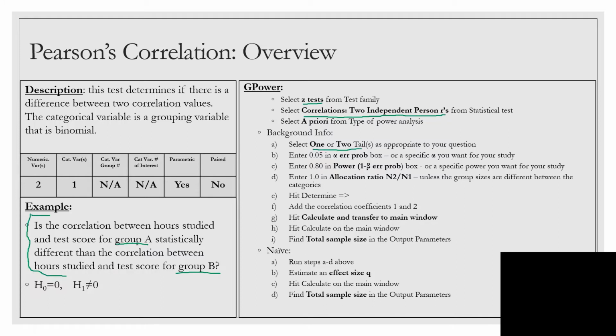Now we have tails again, alpha and power, and then like we've seen before, allocation ratio. We can enter 1 unless the group sizes are different. If they're the same, it's 1. If we have background information, we can add those two coefficients and then calculate and transfer to get effect size and then total sample size. Otherwise, we run as above and estimate if we have no background information.